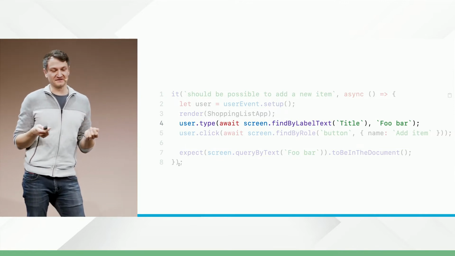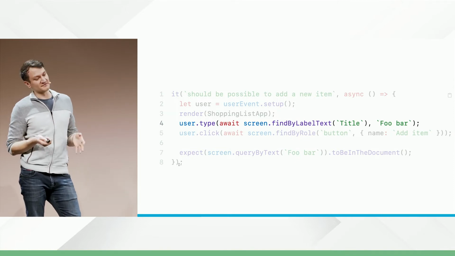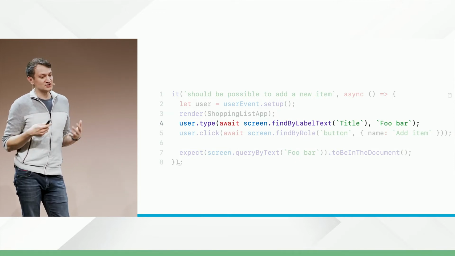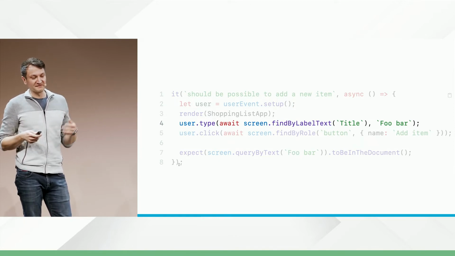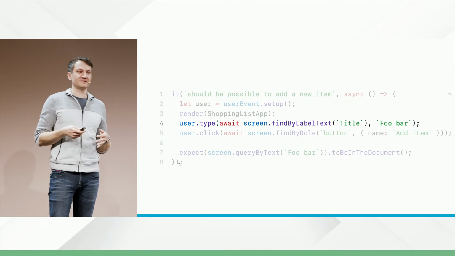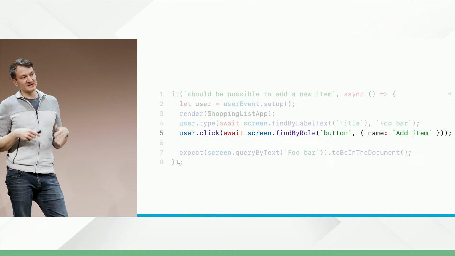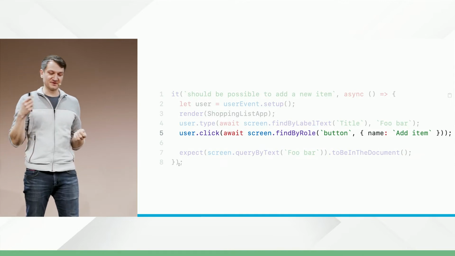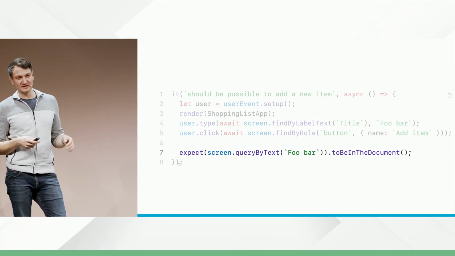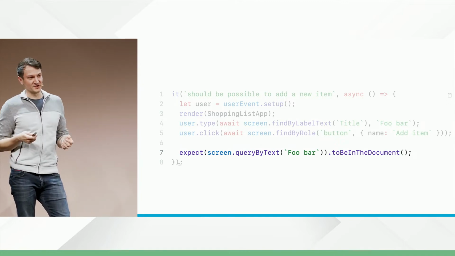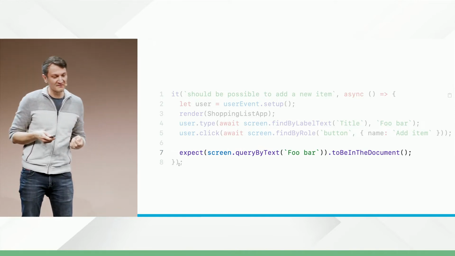But again, we have the find by label text method coming from the testing library, in this case, from the Vue version of the testing library instead of the Cypress version. Again, we find an input field with a specific label and enter some text. And we find a button with a specific name and click this button. And at the end, again, we make sure that a new item was added. And if this is the case, then everything works as it should.